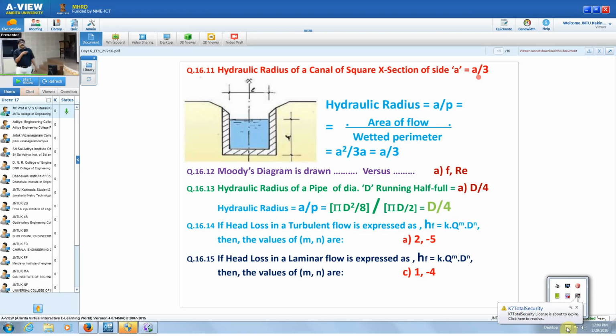A is not area. If somebody writes this as area, you are 100% wrong. It is area of the flow. For example, there is a circular pipe of circular cross section. It is running half full. What is A? It is pi d square by 4 divided by 2. That is pi d square by 8. It is not pi d square by 4. Pi d square by 4 is the cross-sectional area of the pipe. Here A is not the cross-sectional area of the pipe. It is the cross-sectional area of the flow. There is a difference between these two.